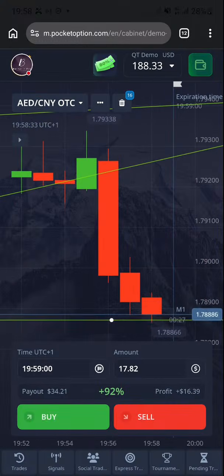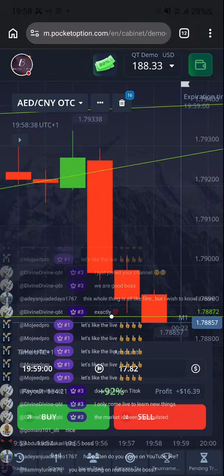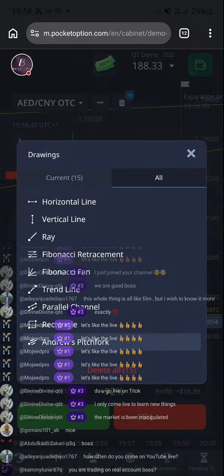Now we've touched the demand area now. You see this demand area now. This demand area is enough to reject the price to the upside.